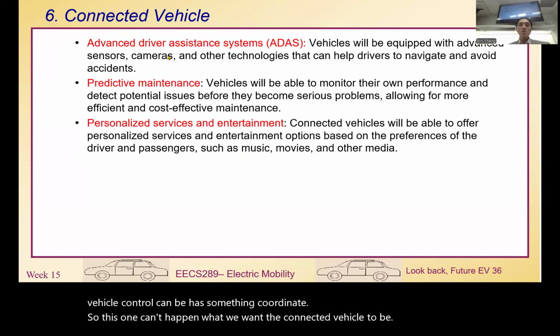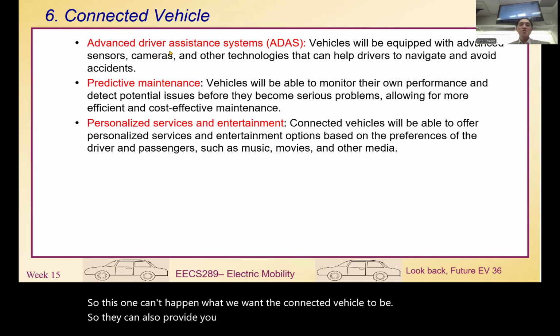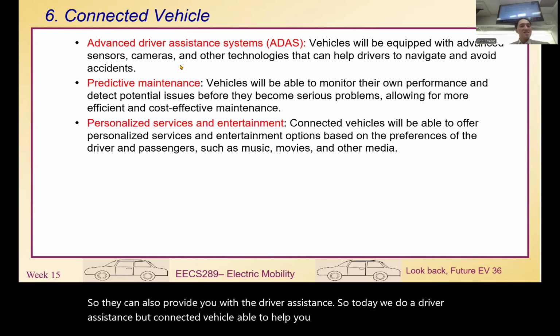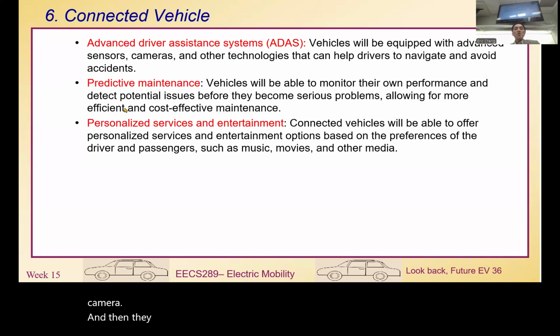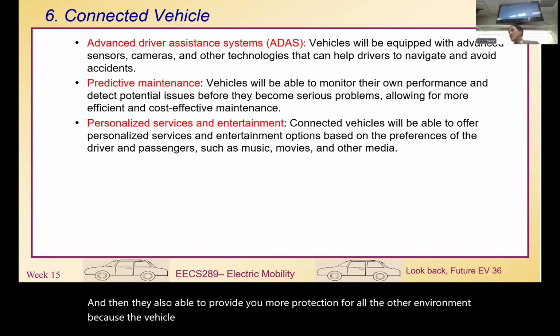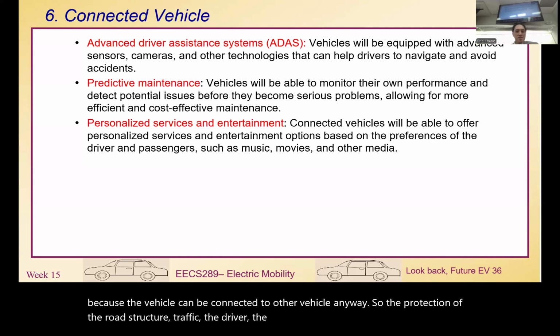So they can also provide you with driver assistance. Today we do have driver assistance, but connected vehicles are able to help you with more facilities, like the sensor and camera. They are also able to provide more protection for all the other environment, because the vehicle can be connected to other vehicles anyway. So the protection of the road structure, traffic, and the driver, and the planning can be made much easier.